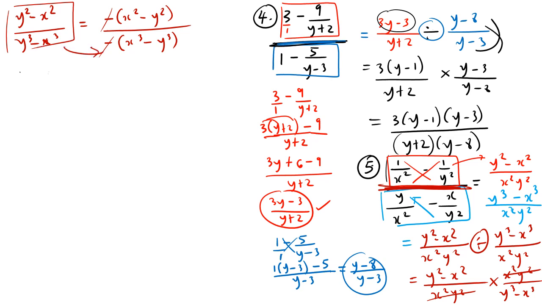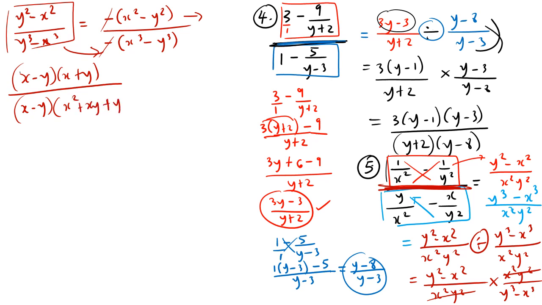Then I can look at the difference of two squares. This numerator here will be x minus y and x plus y. I'm going to divide that by the denominator here, which is the difference of cubes. I'm going to write that as x minus y and x squared plus xy plus y squared. I hope this can factor into that. Again, I can check it to see if this is correct. Otherwise, I will have to make changes.